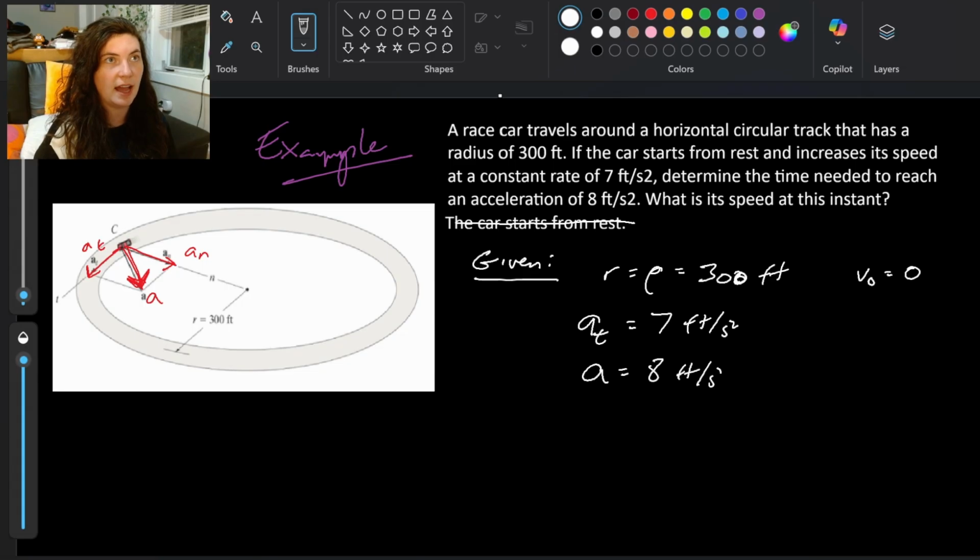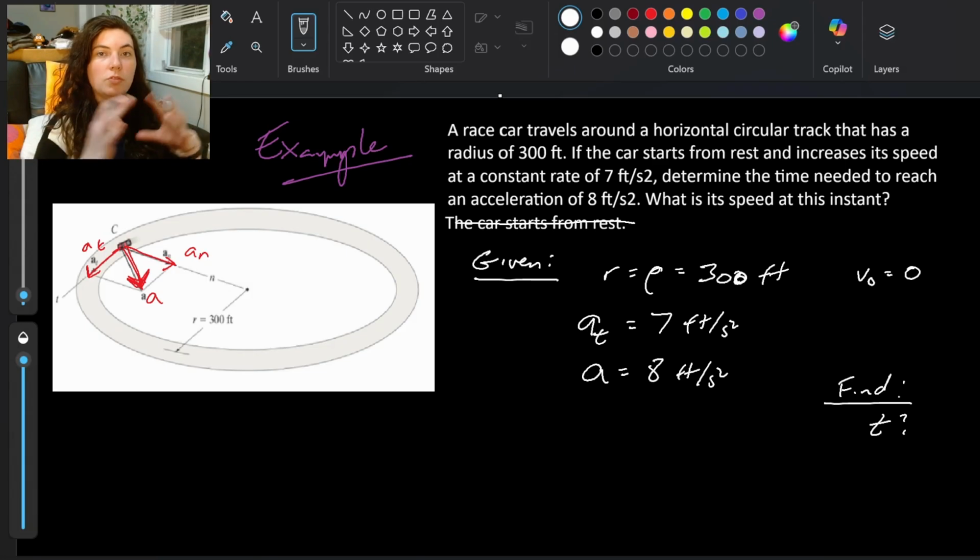We want to find the time it takes to reach that. So initially we start from rest, we only have this tangential acceleration of 7 feet per second squared. It's increasing. And what we want to find is the time it takes to get to that 8 feet per second squared for the overall A, not for the tangential A, which is constant. And then we also want to find the speed at that instance. So what is the velocity? Right? What is the velocity that's happening?